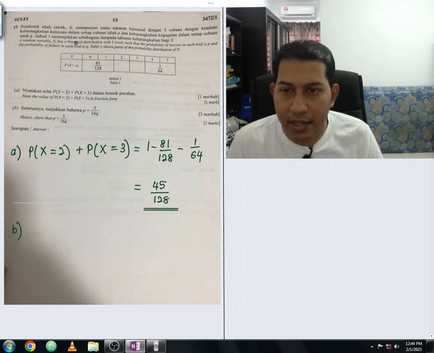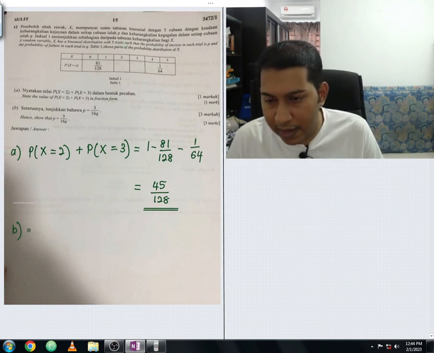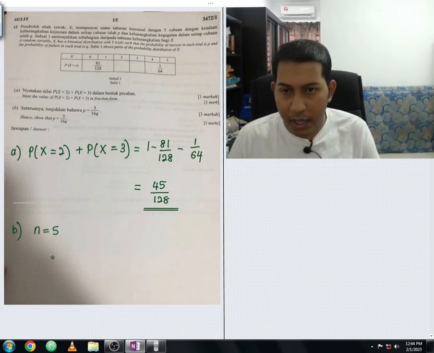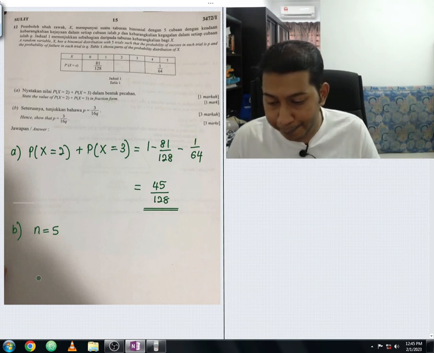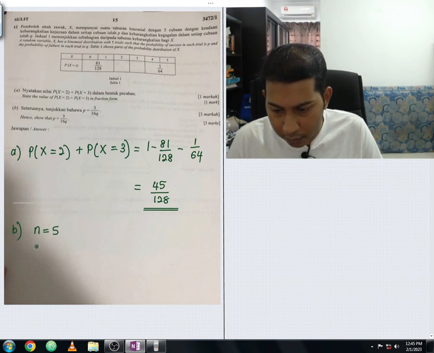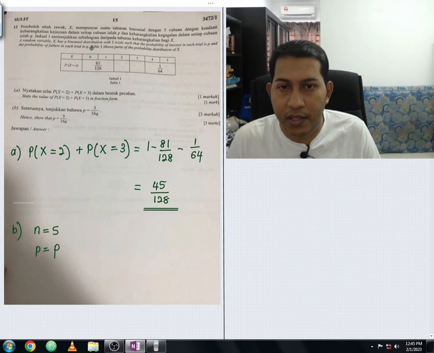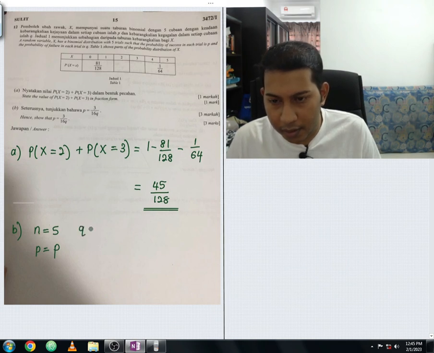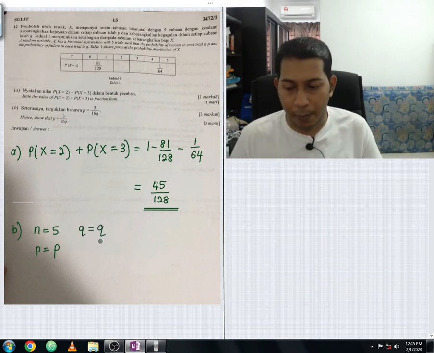From here they mentioned a binomial distribution with 5 trials. So the number of trials is 5. Let me write here n is equal to 5. And the probability of success they mentioned is the letter p. So the probability of success is p, whereas the probability of failure is q.